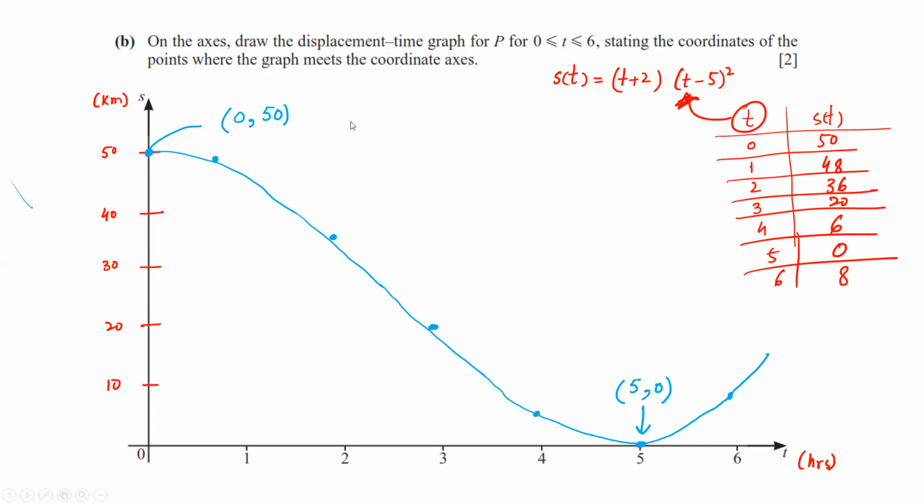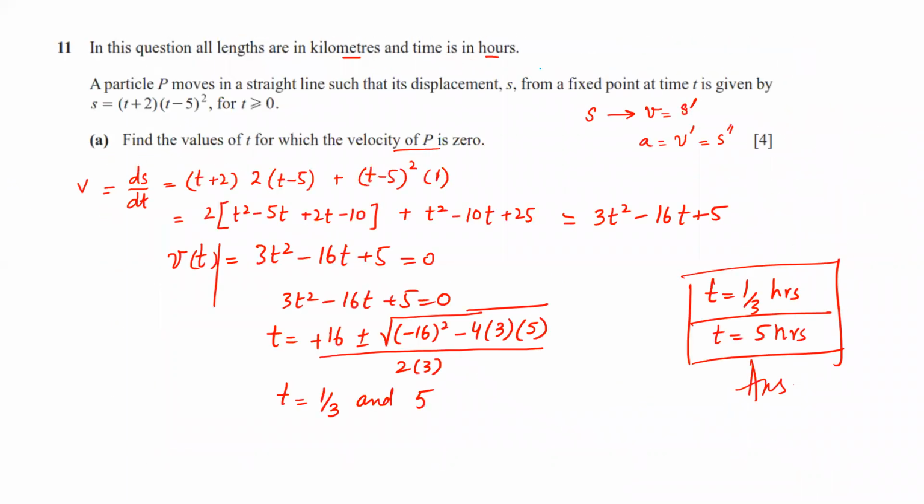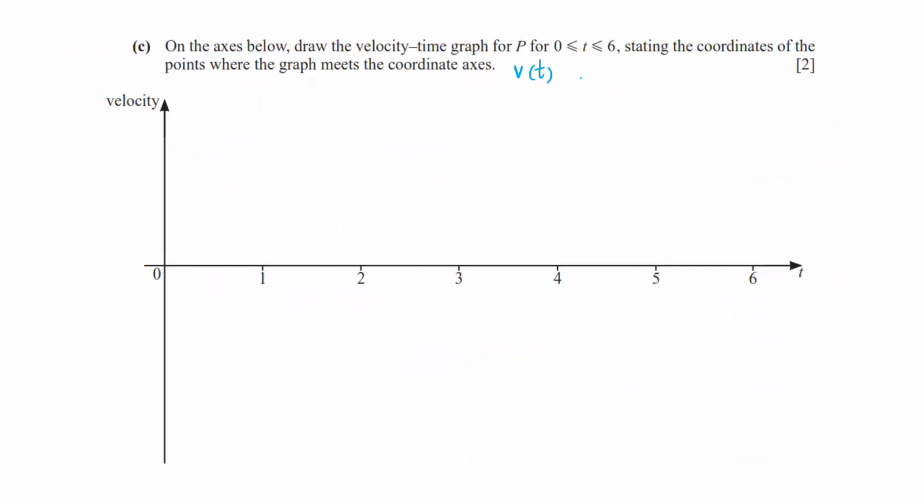Similarly, moving ahead, it says on the axis, draw the velocity time graph. Remember, we have found out the velocity earlier. The velocity was 3t squared minus 16t plus 5, in kilometers per hour. So this one was the velocity.